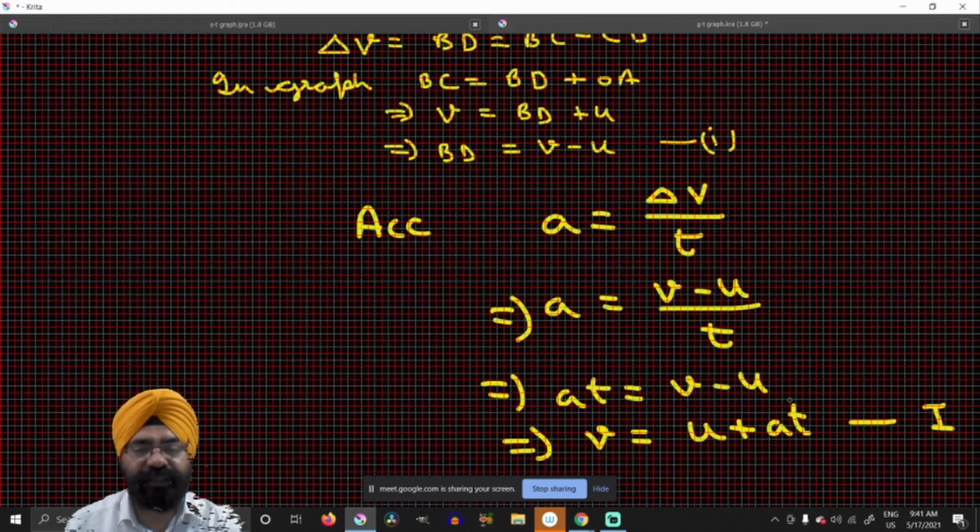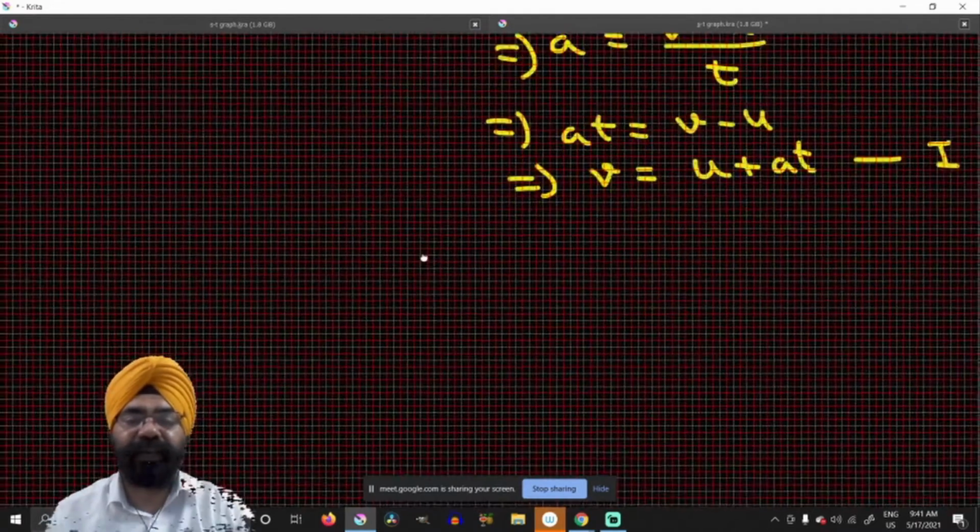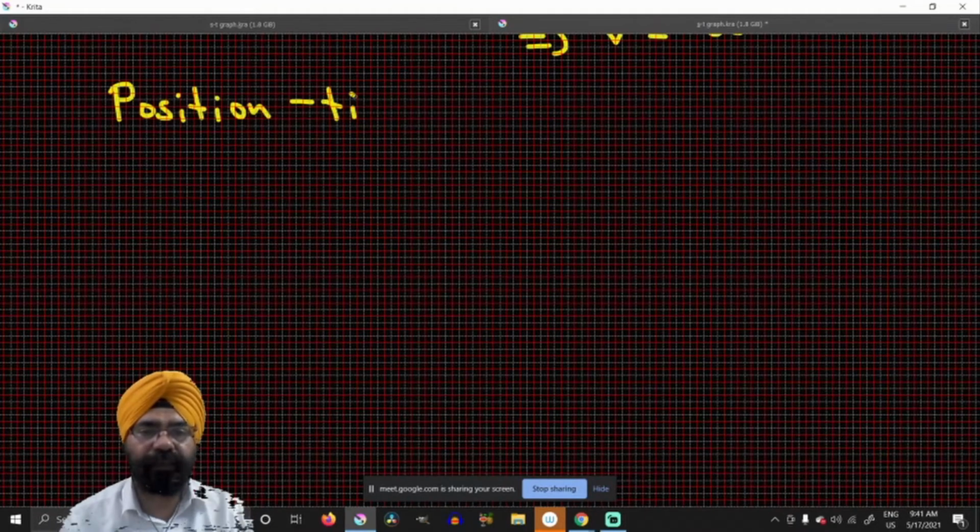What is the name of this equation? Velocity time relation. Very nice. So we have derived the velocity time relation. Now we go to the second equation. This is the position time relation.